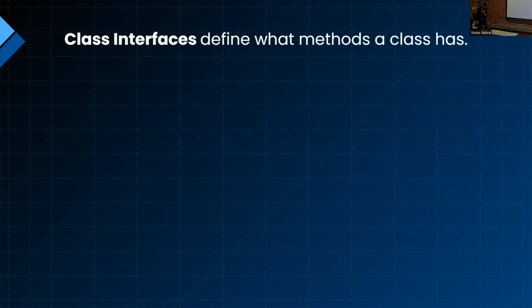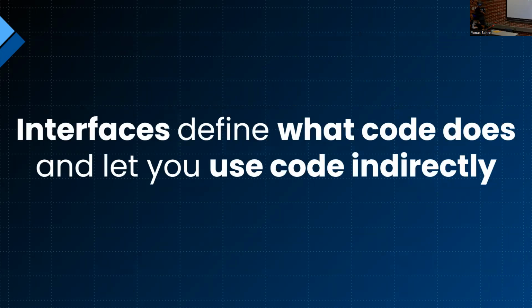So real quick, I want to go over a couple of different types of interfaces that you might see in programming. Yeah, so interfaces define what code does, and they allow you to use code indirectly. And again, there are a few different types of interfaces that we'll go through here real quickly. Does everyone have this down?